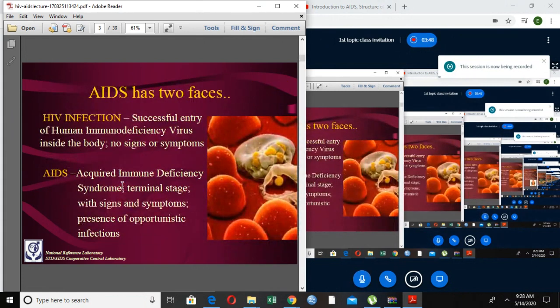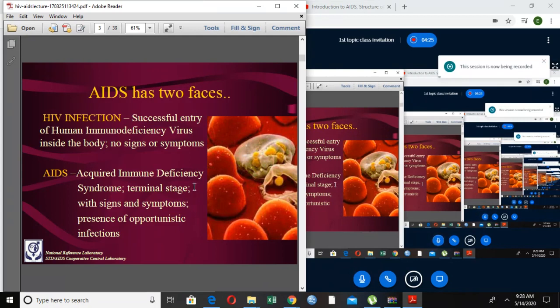Then AIDS has two phases. We have HIV infection, which is the entry of this virus, the human immunodeficiency virus, inside the body. At this phase, there are no symptoms occurring. Then we have AIDS, acquired immune deficiency syndrome, which is the terminal stage where the signs and symptoms are now present, very prevalent, and you can easily detect that this person is suffering from a disease.